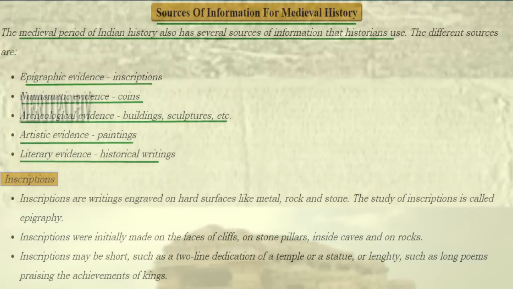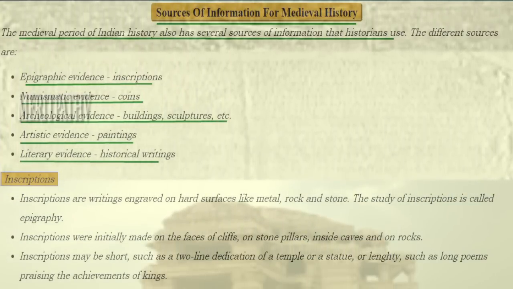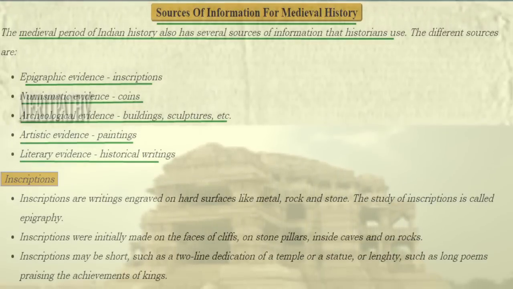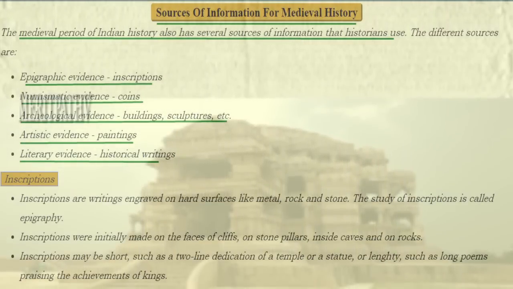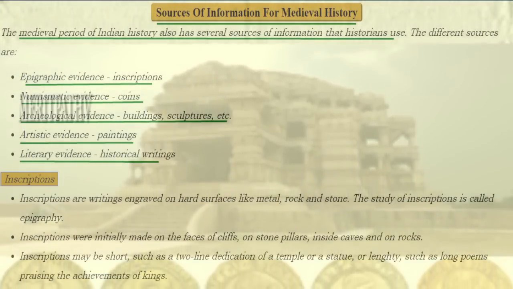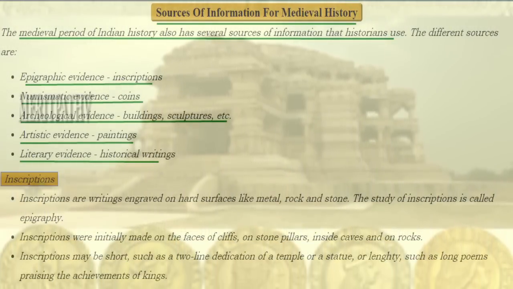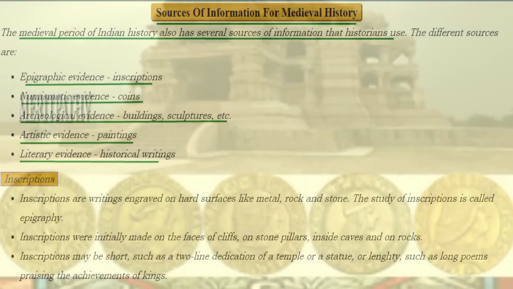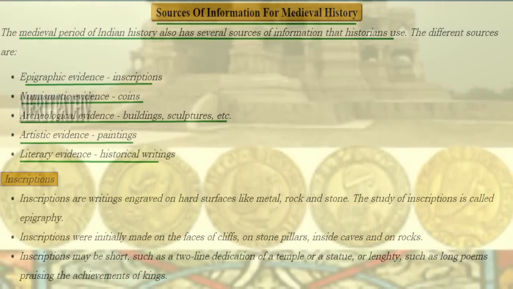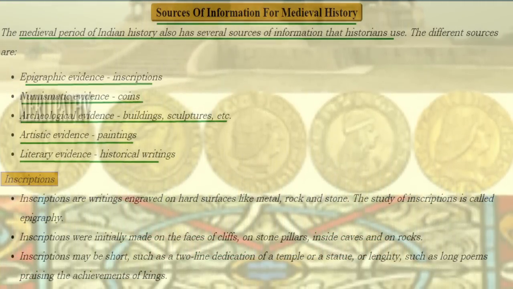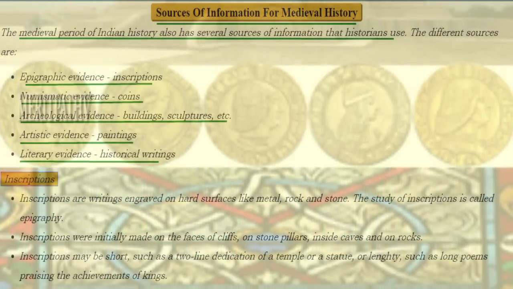What are the sources of information for medieval history? There are several sources such as inscriptions which give us the epigraphic evidence, coins which give us the numismatic evidence, buildings and sculptures which give us the archaeological evidence, paintings which give us the artistic evidence, and historical writings which give the literary evidence. Let's study in detail about these five things.